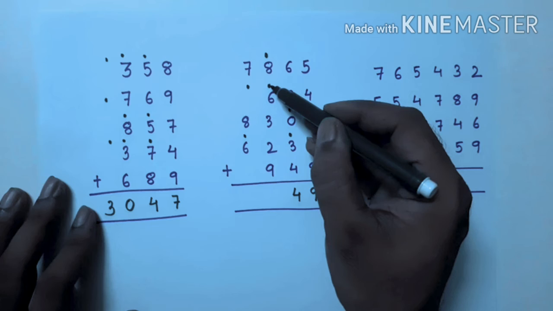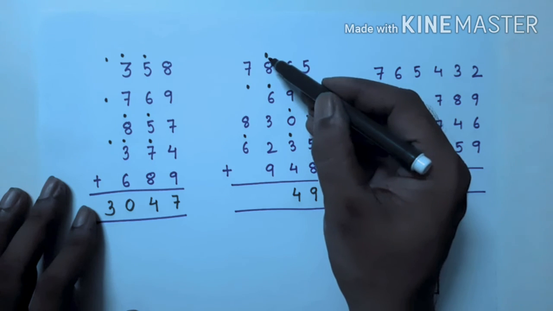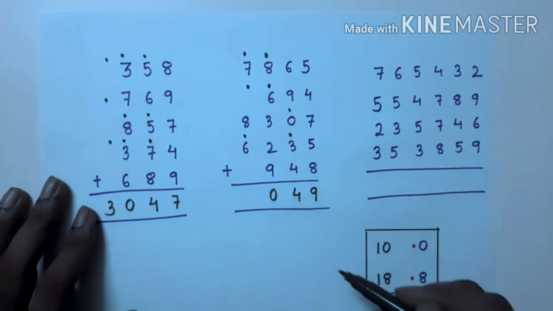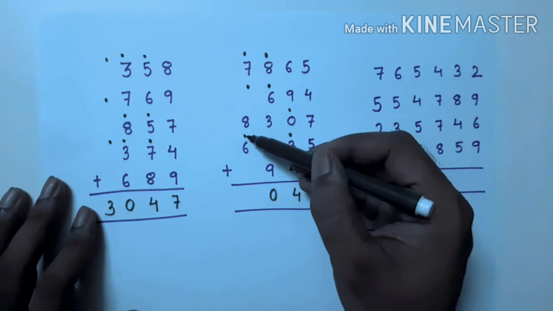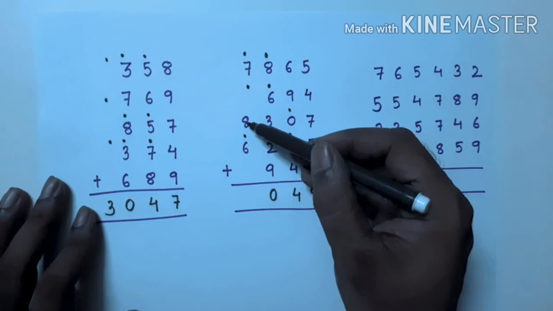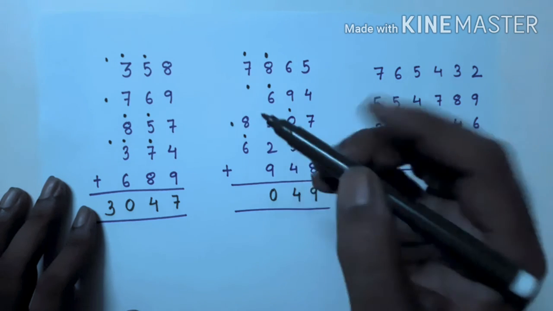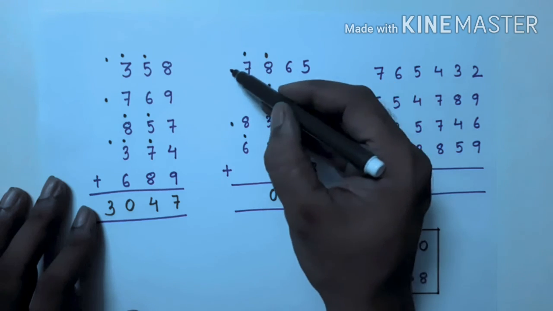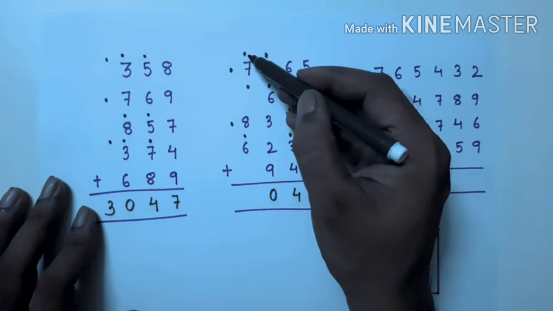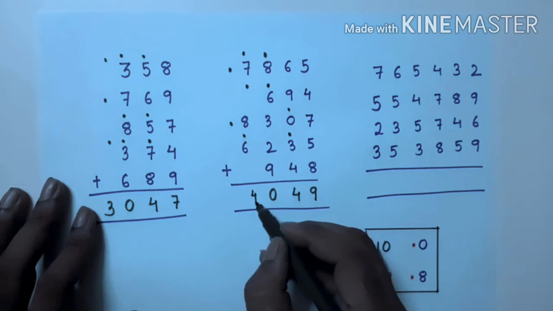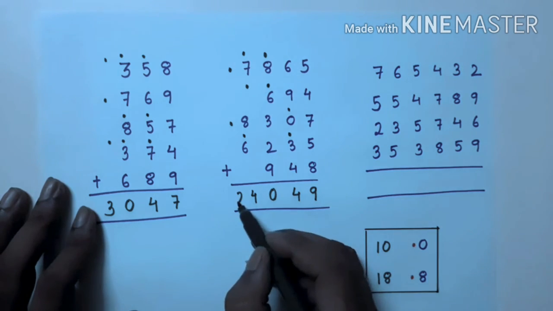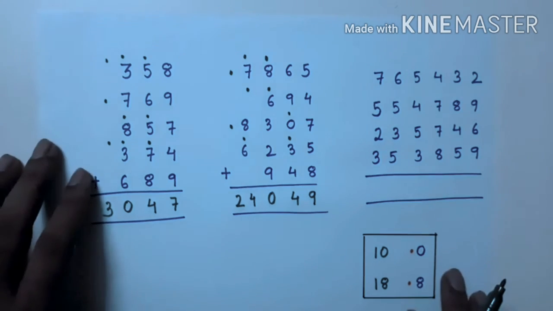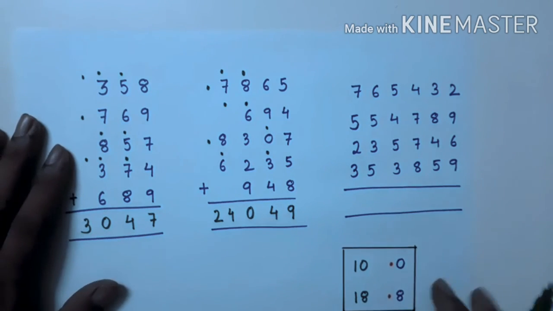0 plus dot, 1, 1 plus 8, 9. 9 plus dot, 10. So dot, 0. 10, dot, 0. Next 6 plus dot, 7, 7 plus 8, 15. 15, dot, 5 in the mind. 5 plus dot, 6, 6 plus 7, 13. 13, dot, 3 in the mind. 3 plus dot, 4. Then we have 2 dots. So the answer becomes 24,049.